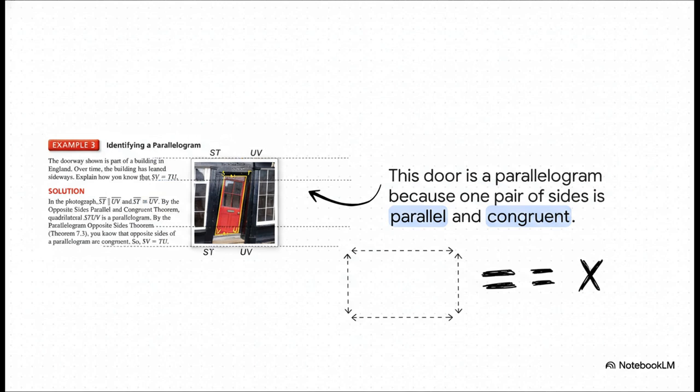But we can still prove it's a parallelogram. The top and bottom of the door, ST and UV, they're parallel. And since they were built to be the same length, they're also congruent. One pair of sides both parallel and congruent. That's all the proof you need. It's actually why these properties are so important for architects and engineers.